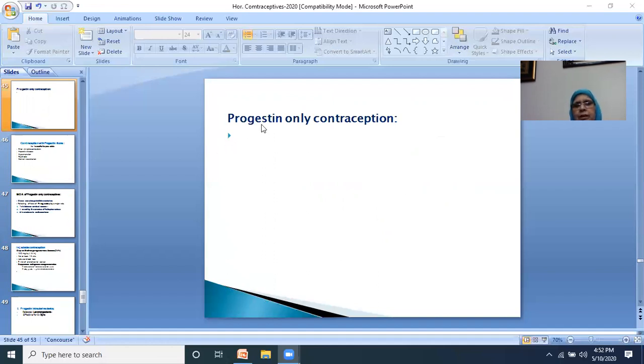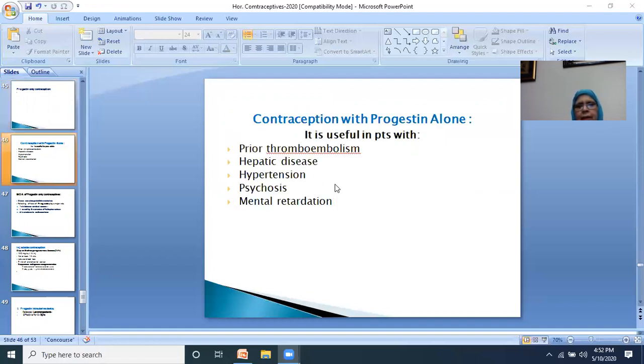Then oral contraceptives can be progestin only. In this, there is continuous administration of progestin for 21 days. No estrogens are added. This contraception is useful in patients who have prior thromboembolism, or they have hepatic disease, or they are hypertensive, or they have psychosis or mental retardation. Then we should prefer this progestin-only contraception.